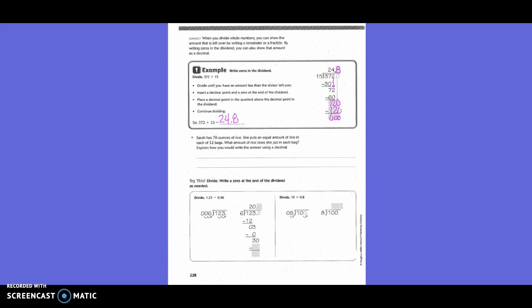78 ounces of rice. She puts an equal amount of rice in each of 12 bags. What amount of rice does she put in each bag? Explain how you could write the answer using the decimal. So we would take what? 78 divided by 12.